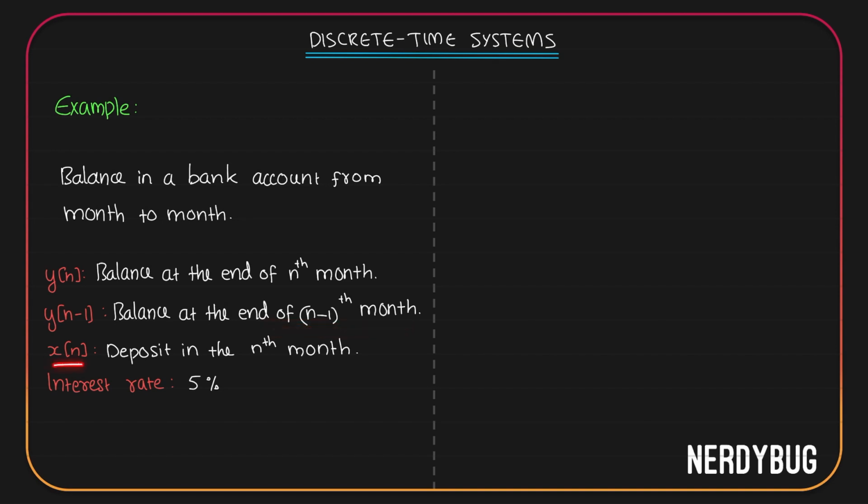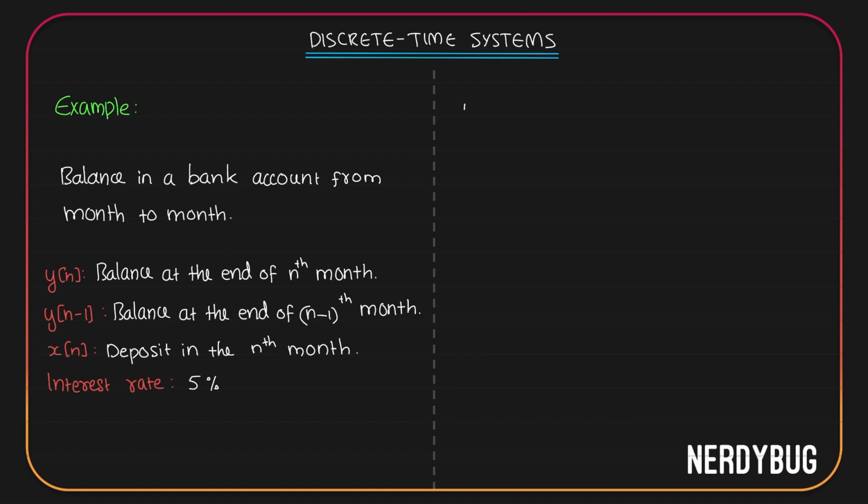Let's say x of n is my deposit in the nth month. So every month I am putting some deposit also. Plus there is some interest rate. 5% interest is there. So whatever is my balance, the bank will give me 5% interest as well. So x of n, that is the money I am depositing, will be our input. Y of n, that is the balance at the end of the nth month, is going to be our output. Let us write a relation between these.